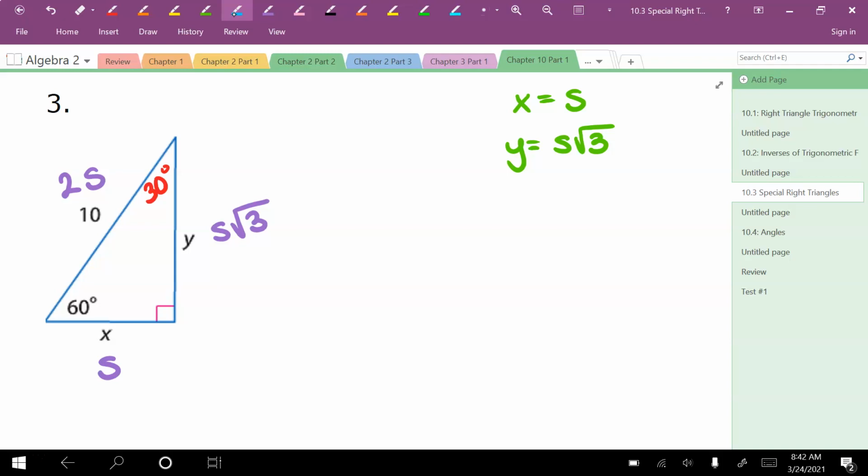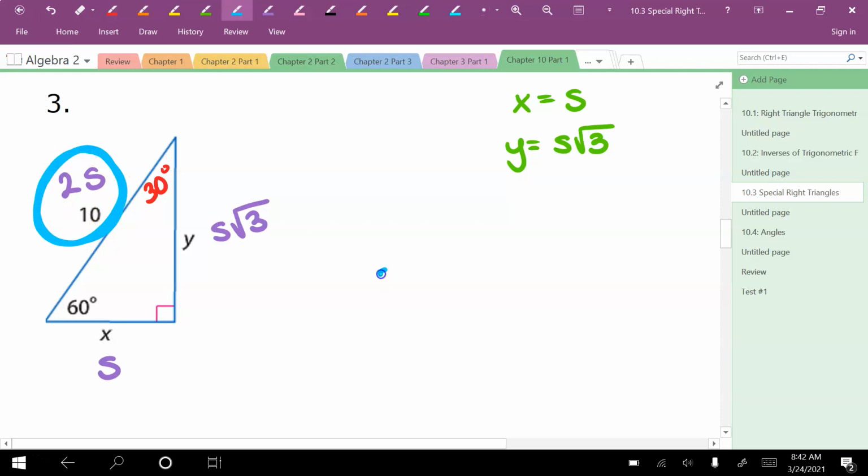Okay, so for this one, I labeled my sides. Now that top angle in the corner, that's the 30 degrees. So across from that, where the x is, that's my s. Across from the 60, that's where y is. That's your s radical 3. And then the 10 is your hypotenuse, the 2s. So this is the side that they give me. The only side that I have a number on is that 10.